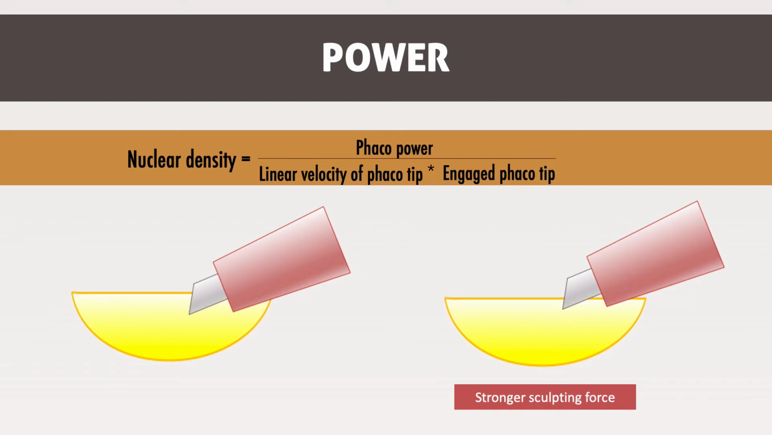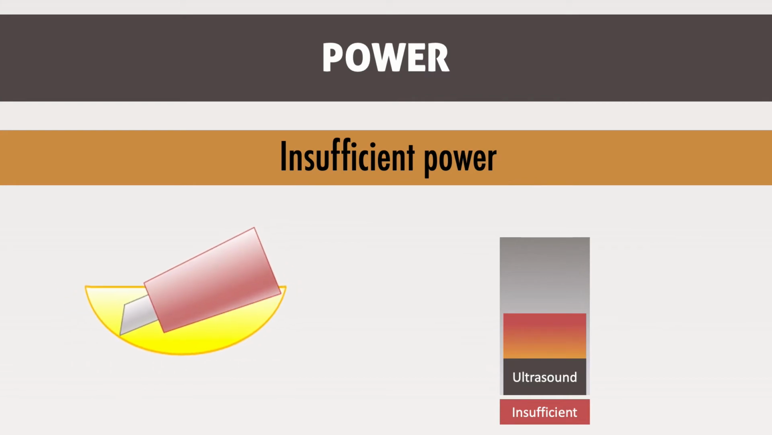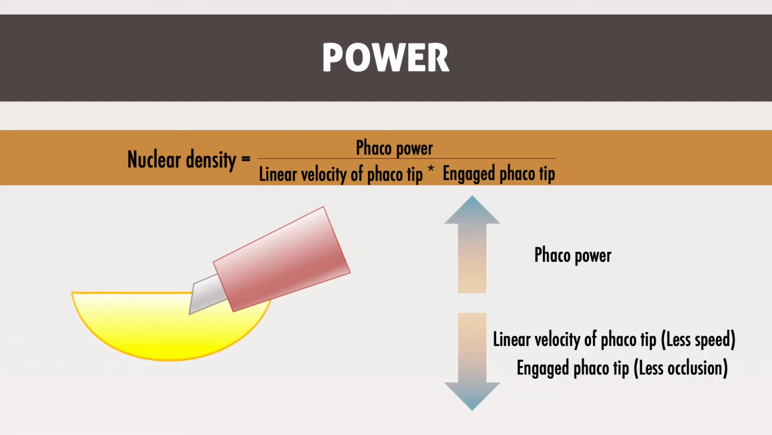If we follow the equation, the one on the right who engaged 1/3 of the phaco tip will have stronger sculpting power. So if we don't want to increase the power too much, we can engage only 1/3 of the phaco tip. If we have such movement of the nucleus, it means insufficient power. Remember, the phaco handpiece should move during sculpting, but not the nucleus. To solve this problem, we can increase the phaco power, decrease the speed of handpiece movement, and engage less of the phaco tip. So we have three options.